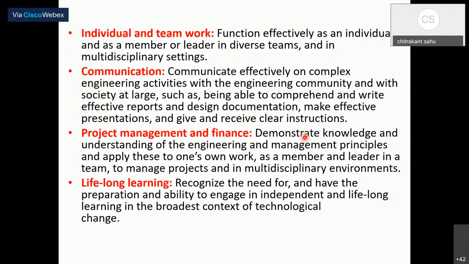In every job, we need to work as a team. So they should have teamwork skills, communication skills, verbal as well as written communication, like writing projects and all. Also group project management in finance, and lifelong learning. So these are the behavioral aspects of a program outcome.